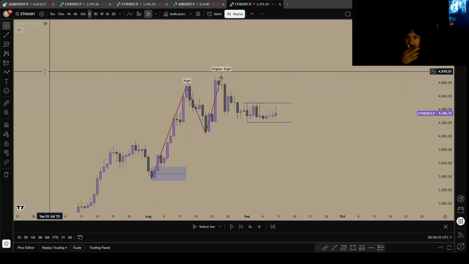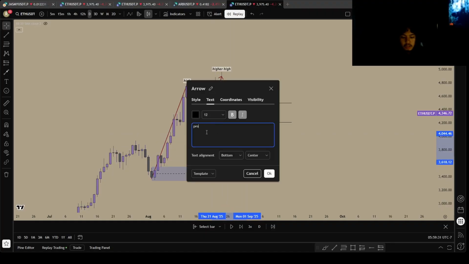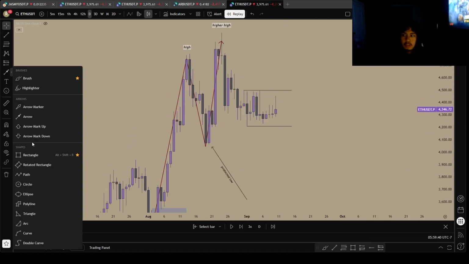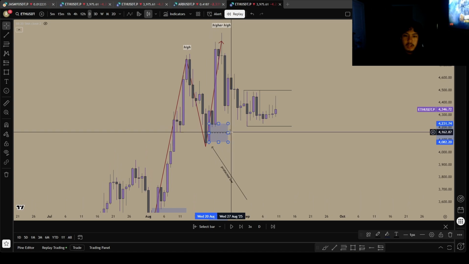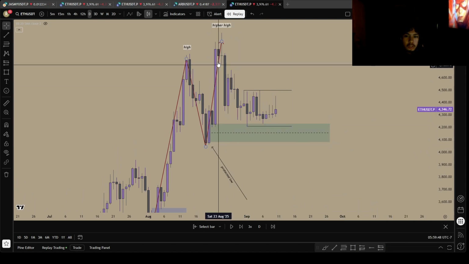Now, here's the thing. This right here is essentially going to be your protected low. This is your protected low. Okay, so we don't want to lose this level. So in other words, this area right here is our key zone, and that's kind of why we're reacting over here. Okay, because this is the low that created this higher high.